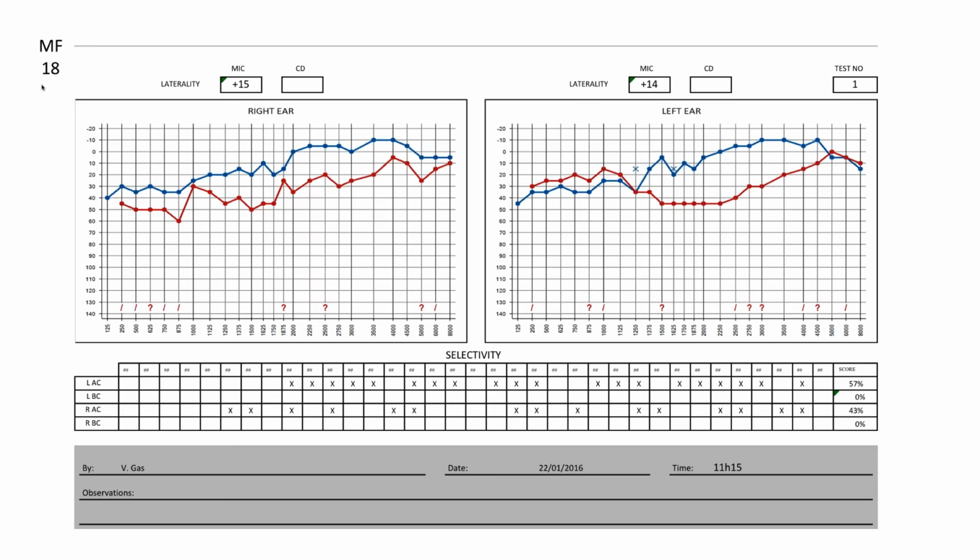If I just look at it like that, even without thinking about it, I would start with a T or an F program, just looking at this test. Okay, I don't want to go into the interpretation of the test because my goal is not there. But you see, selectivity is very close. We have a big gap between the air and the bone curve, both sides. And the air curve is lower than the bone curve on the left ear.